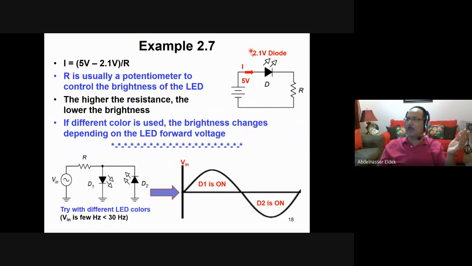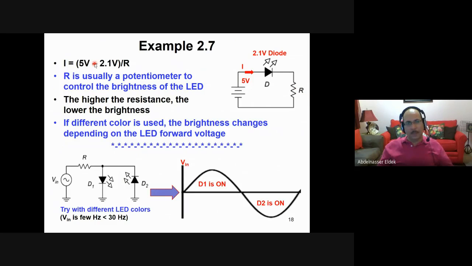For example, here it is 2.1 volt. For the silicon, it is 0.7. So if I want to calculate the current, what is the current here? The current will be, for example, here this is 5 volt, 5 volt minus 2.1 dropped on the diode. So it will be 2.9 volt divided by the resistance, which is R.